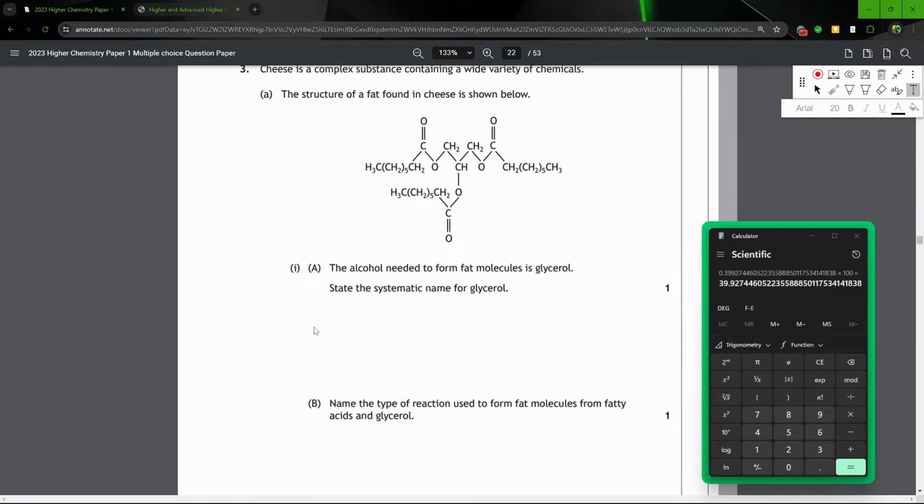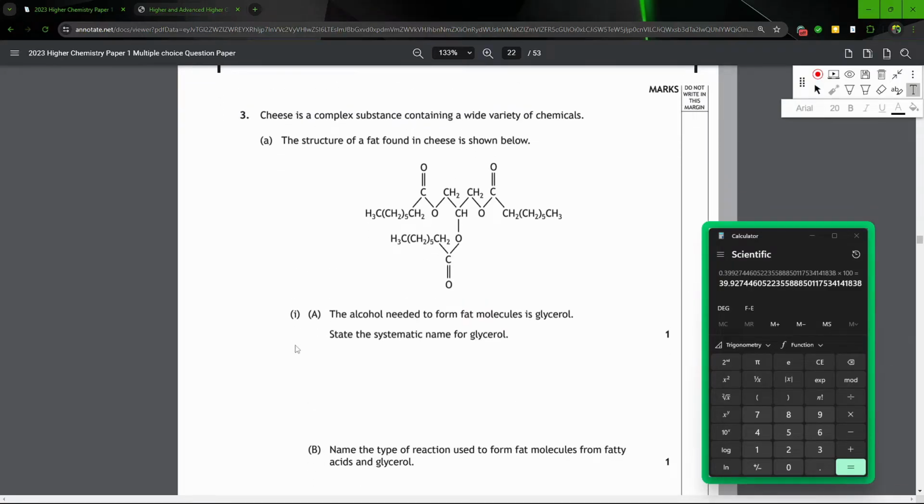Right, move on to 3. Cheese, my favourite subject, is a complex substance containing a wide variety of chemicals. The structure of a fat found in cheese is shown below. The alcohol needed to form fat molecules is glycerol. State the systematic name for glycerol, and this is something you could just copy and paste every time.